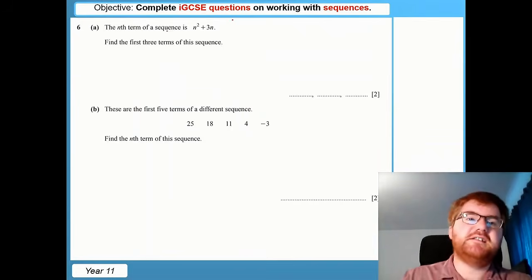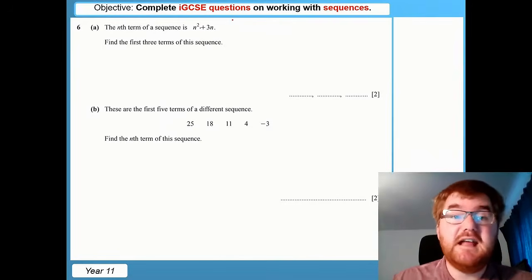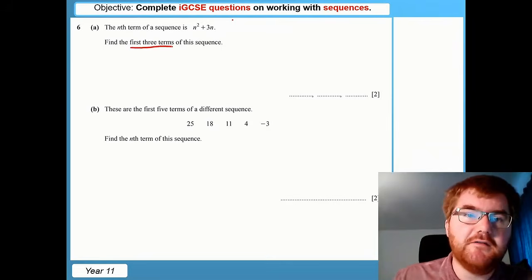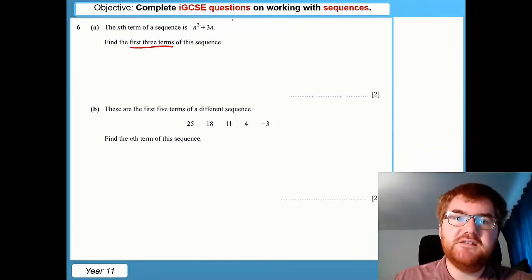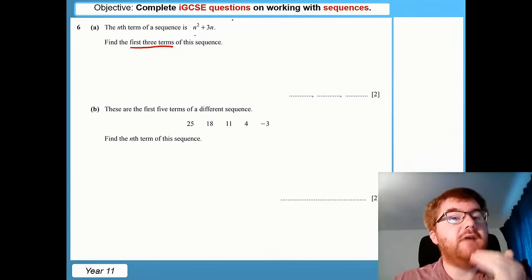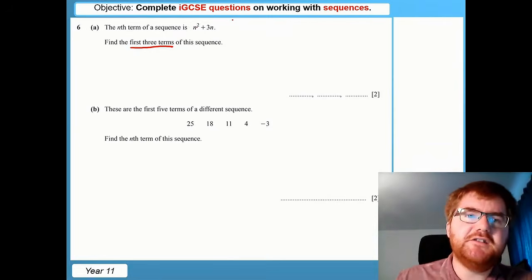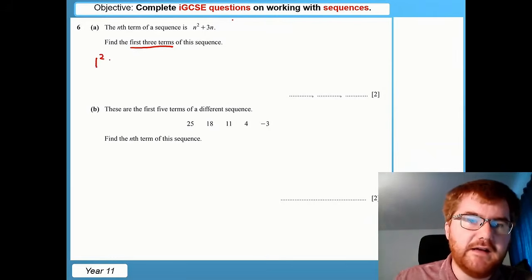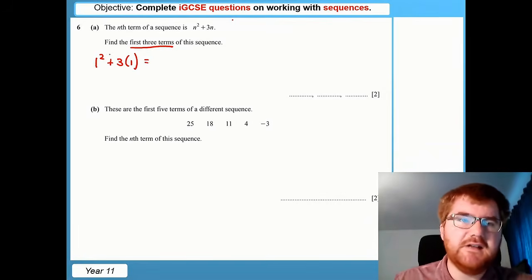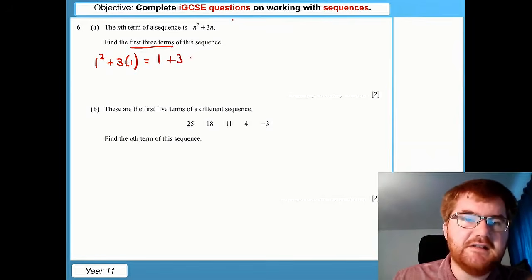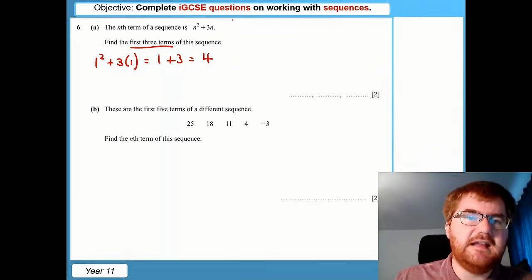On to question 6. So the nth term we're given this time is n squared plus 3n, and we want to generate a sequence. We want to find the first 3 terms. So the way we do this is we just substitute in 1, 2, and 3 into our nth term. So let me show you what this means. Wherever we see an n, we're going to replace it with a 1. So we get 1 squared plus 3 lots of 1. Let's just calculate this. 1 squared, 1 times 1 is equal to 1. 3 times 1 is equal to 3. And so the first number of the sequence is going to be equal to 4.